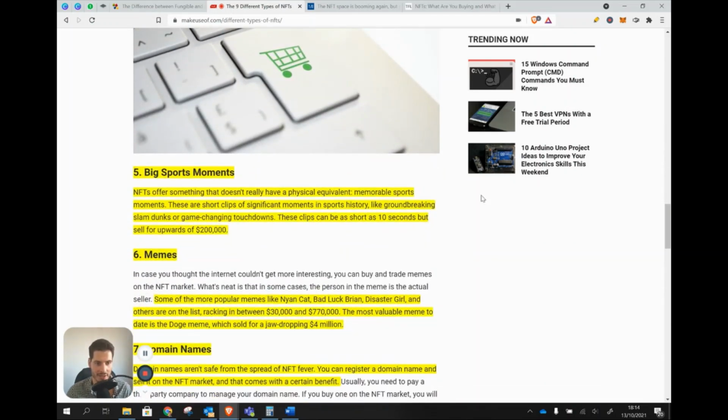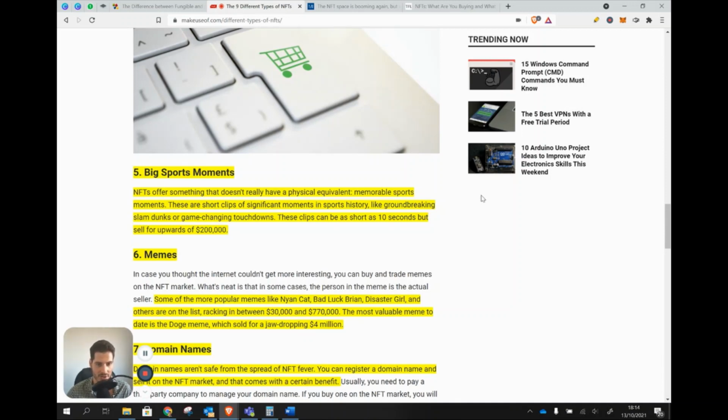Then we have big moments in sports. NFTs offer something that doesn't really have a physical equivalent: memorable sports moments. These are clips of significant moments in sports history, like groundbreaking slam dunks or game-changing touchdowns. These clips can be as short as 10 seconds, but sell for up to $200,000.